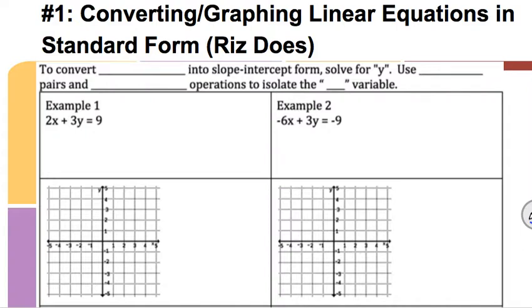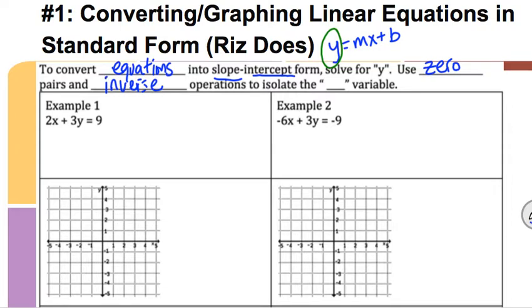To convert equations into slope-intercept form, you need to solve for y. Remember, it looks like y equals mx plus b. So what I'm saying here is that you need to get y alone. So you're going to use zero pairs and inverse operations to isolate the y variable. Again, we're trying to get it to be y equals mx plus b.